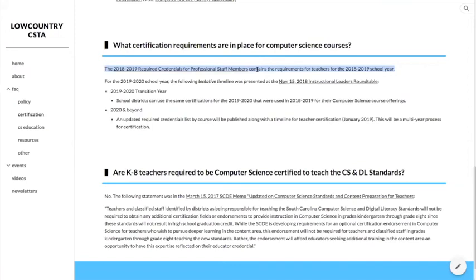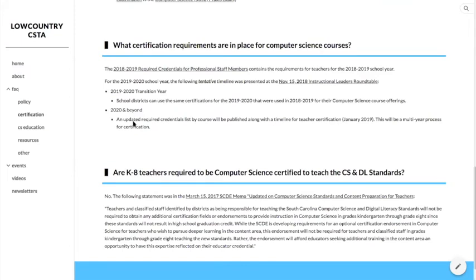They have not released a 2019-2020 required credentials document yet. So if you're making plans for next school year and you have specific questions, I strongly suggest you contact the State Department of Education directly. They did announce in the November 15th Instructional Leaders Roundtable, and I linked that presentation, that this is their tentative plan. They have not finalized, published, or announced this plan, but tentatively, for the 2019-20 school year, they will continue with the required credentials in place for the 18-19 school year.